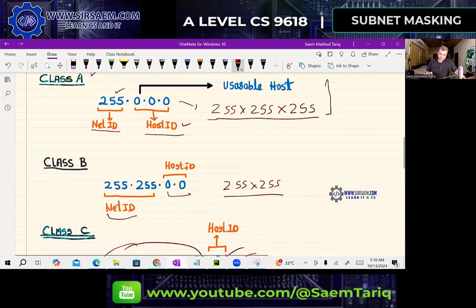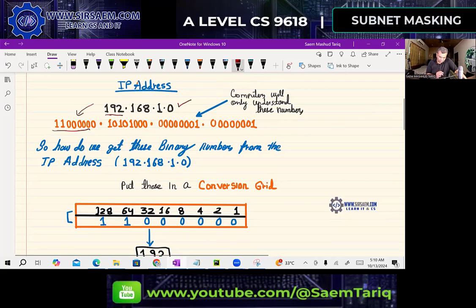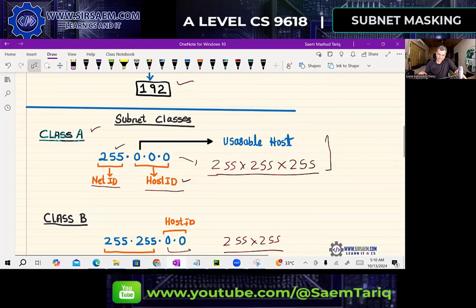Let me come back to this. Whenever we refer to an IP address, this is what we mean, but computers always understand the binary form. So whenever we refer to 192, we are actually referring to this binary form. Those of you coming from a computing background probably have an idea that if you put this into a conversion grid, you will get 192. The following binary numbers represent 192, the following represent 168, the following is 1, and the following is 0.